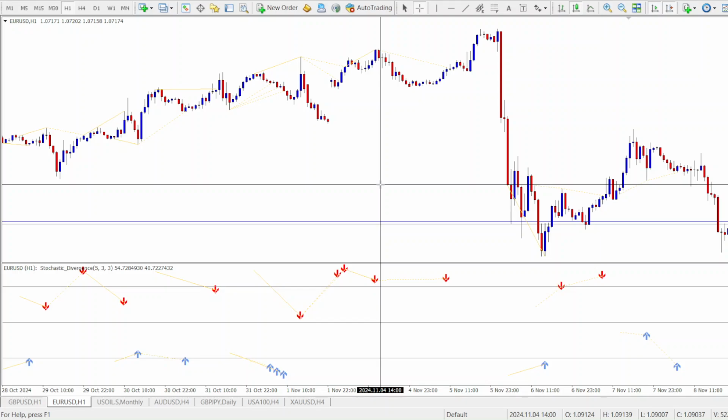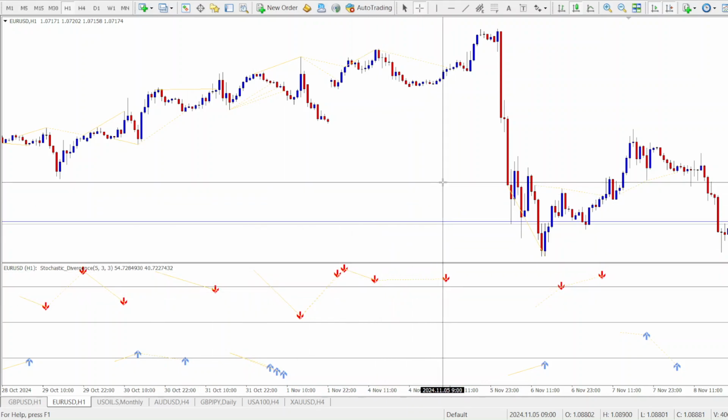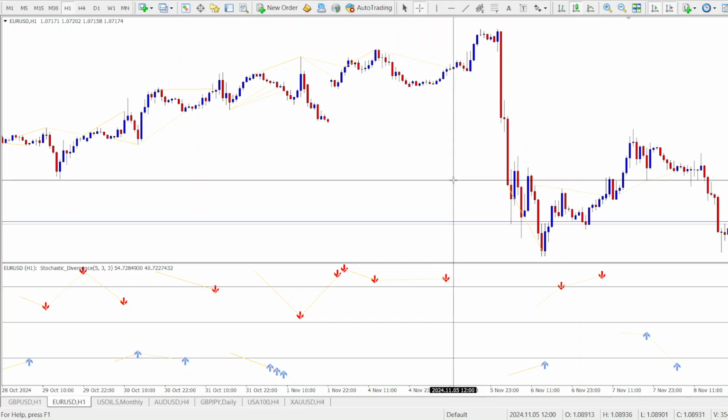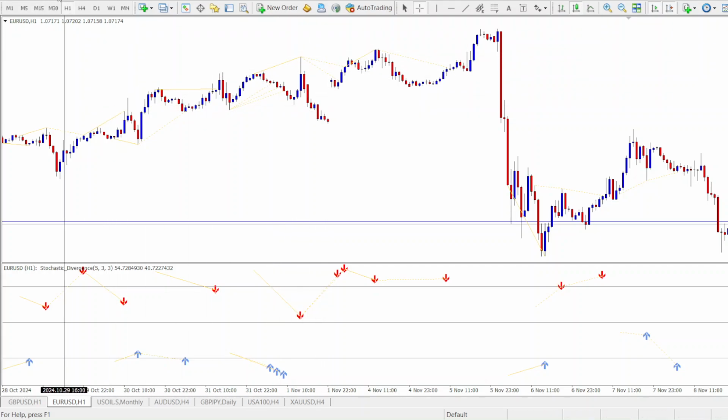You can look for a reputable online website where you can download the stochastic divergence indicator. After doing that, you will have to add it to the indicators folder in your MQL5 folder. Then you can add the indicator to your chart. You just come to insert, come to indicators, come to custom, select the stochastic divergence indicator and add it to your chart. And here we go. This is what it looks like.